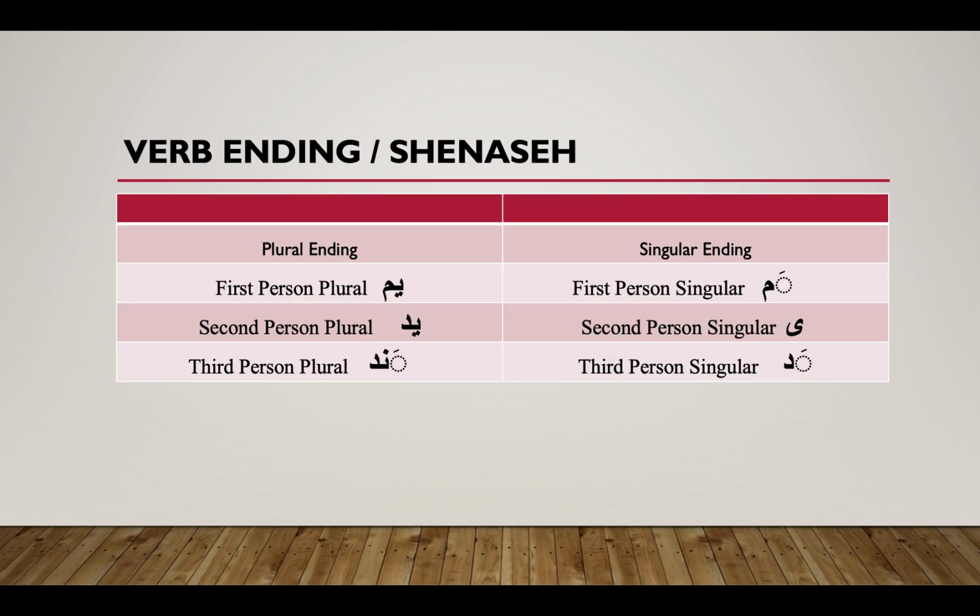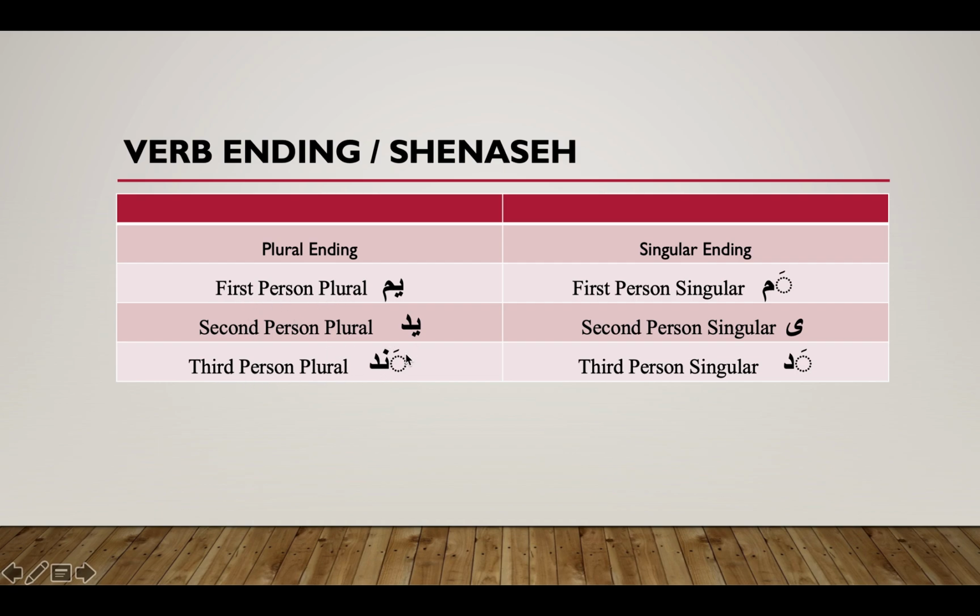So when I have my past stem, another item I need to make my past tense verb is a verb ending. Verb ending, what do we mean by verb ending? We mean shenase. So verb ending is showing the person or the subject who is the doer of the action. So any of these verb endings I use, it will show that that person is the doer of the action. So we have am, i, at, im, id, and and. These are for first person, second person, third person singular. These are for first person, second person, and third person plural.